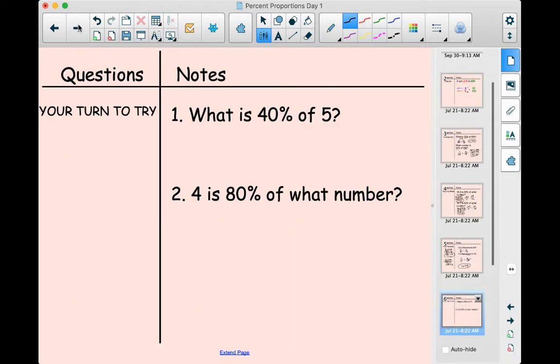All right, so I'm going to have you try a couple, and I haven't specified which thing you're missing. So that's going to be the toughest part of this, recognizing which thing you're looking for, if you're looking for the part, percent, or whole, so you set up the proportion correctly. So go ahead and give these a try, and then we will see how you did.